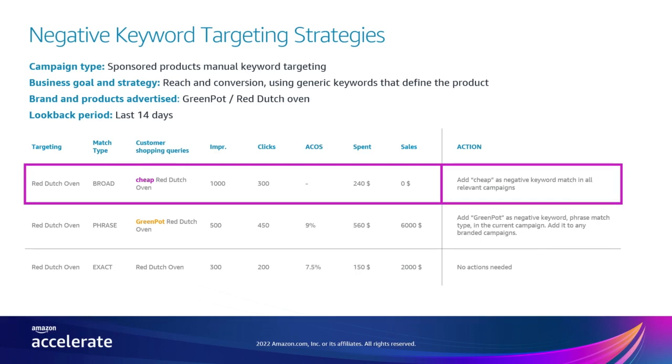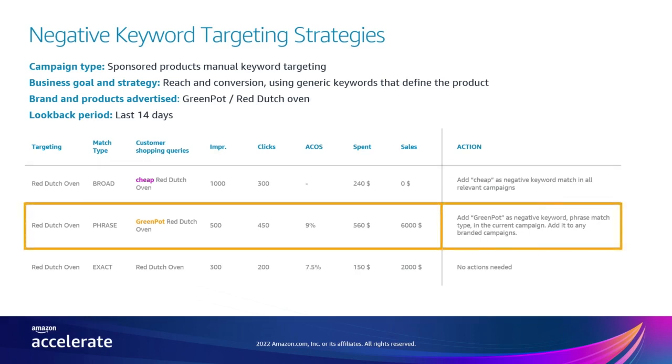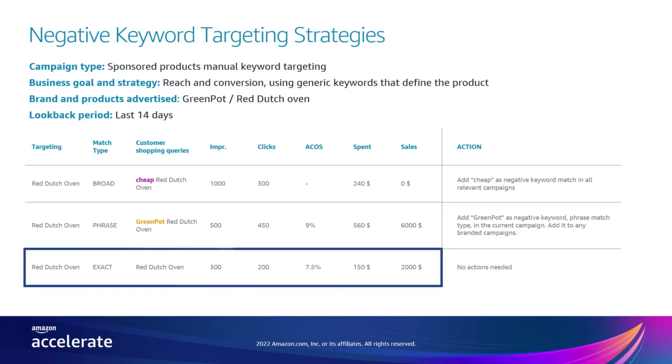For scenario number 2, the branded term Green Pot matches the generic keywords, making it difficult to differentiate the performance of both campaigns. In this case, Green Pot should be added as a negative keyword in the generic campaign and as a keyword in the branded campaigns. In our third scenario, the keyword Red Dutch Oven is performing well. In that case, there's no need to add it as a negative keyword.